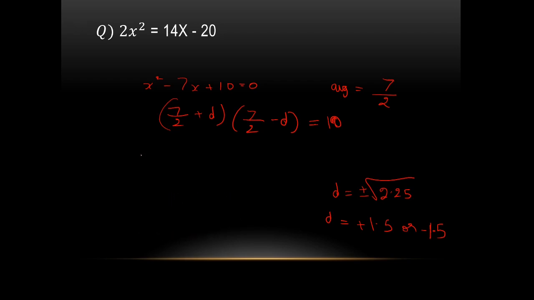So we put 7 by 2 plus 1.5, which is one of the roots. So the answer we will get here is 5. And the other one will be 7 by 2 minus 1.5. The answer here we will get is 2. So the two answers for this equation are 5 or 2. So this is your answer.